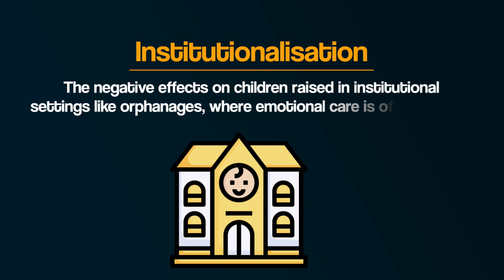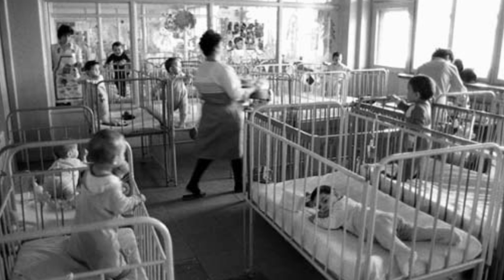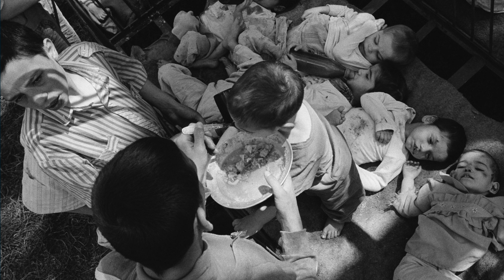Institutionalization refers to the negative effects on children raised in institutional settings like orphanages, where emotional care is often lacking. In the 1980s, Romania's dictator Nicolae Ceausescu pushed for population growth through policies that encouraged large families, banned contraception and taxed childlessness. This led to overcrowded, under-resourced orphanages where many children suffered neglect and deprivation.